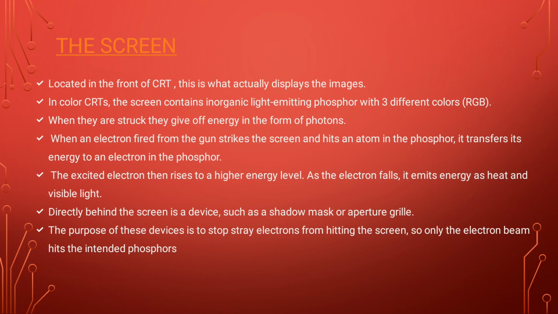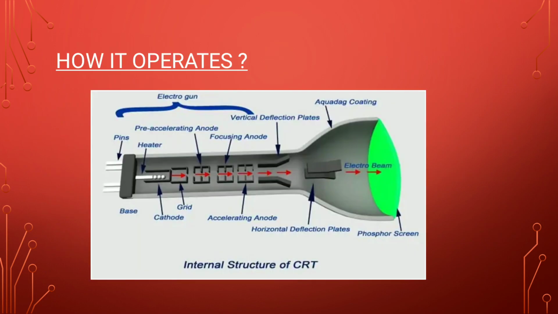The excited electron then rises to a different energy level. As the electron falls, it emits energy as heat and visible light. Directly behind the screen is a device, such as the window, mask, or aperture grill. The purpose of this device is to stop stray electrons from hitting the screen, so only the electron beam hits the intended phosphor.